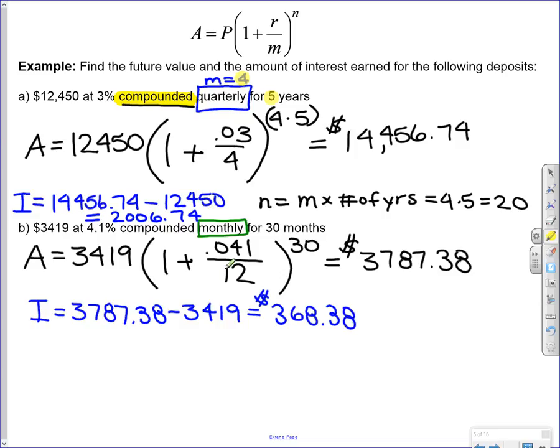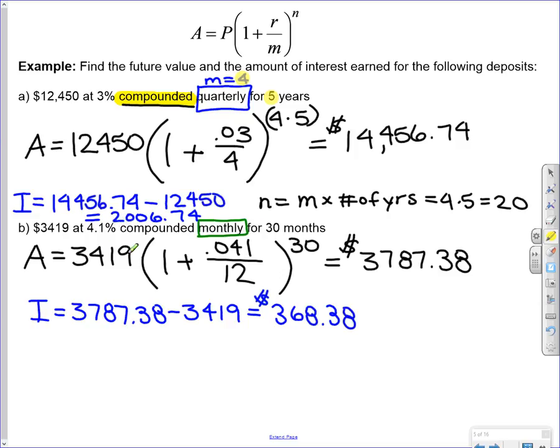If the problem happens to ask you that, there's not really a formula to figure out the interest like we had for simple interest. All you do is assume that this is the end amount, this was my starting amount, and the difference in the two is the interest that I earned. All right, B here says $3,419 at 4.1% compounded monthly for 30 months.